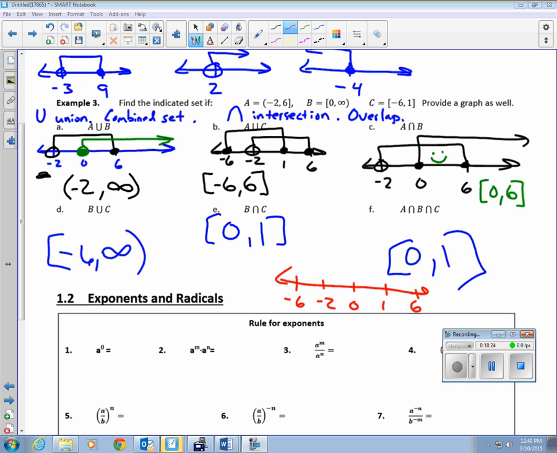So we've got -2, open circle to 6. That's 1. And we've got 0, closed circle, all the way over here. And then we've got that last one, -6. And that's going to bring us right over here to 1. So you're looking for the overlap between all three, which is right in here, 0. Very good? Piece of cake?